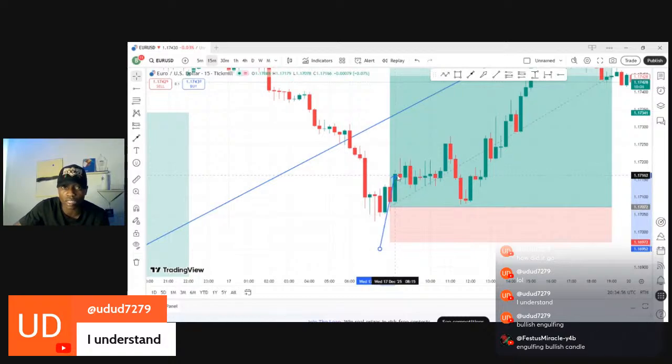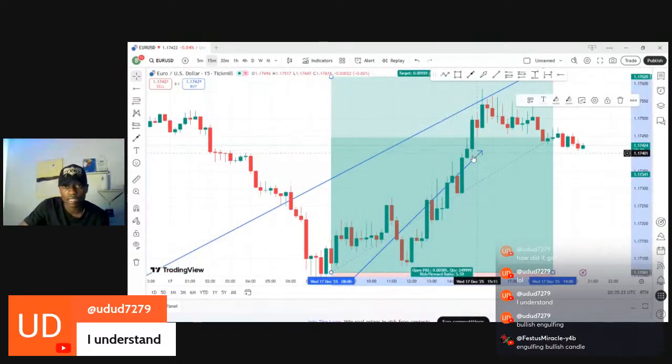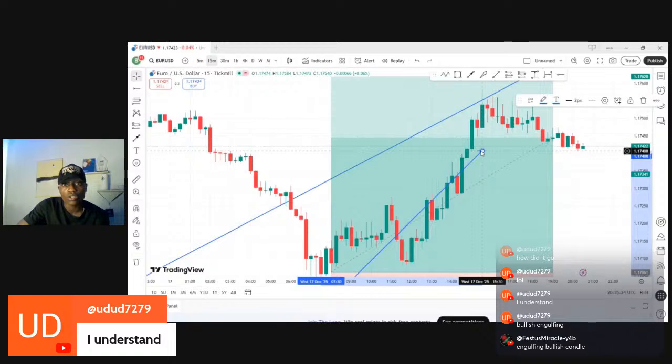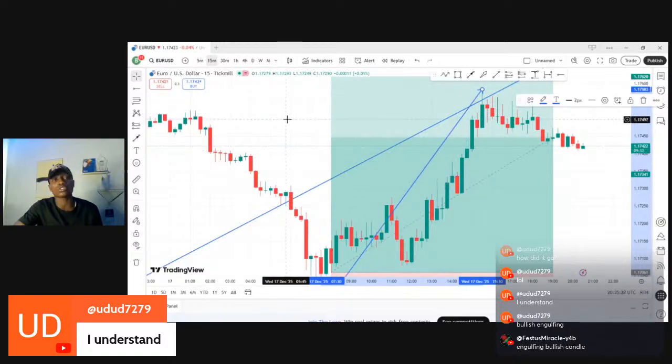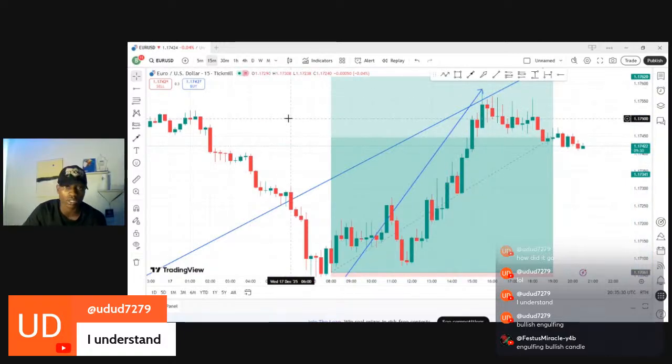Immediately it closed engulfing, it went up, this one closed bearish. Then it went all the way to this particular area, to my entry point, before it went all the way on the trade that I took on this Euro USD. So you guys should just stay tuned tomorrow during the London session.